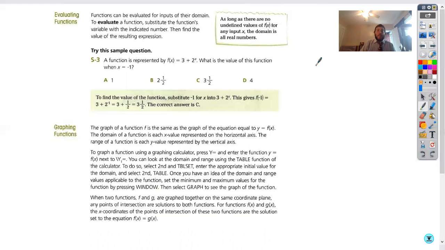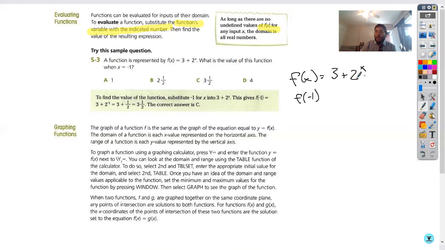All right. Functions can also be evaluated for inputs of the domain. To evaluate a function, we substitute the function's variable with the indicated number, then find the value of the expression. So when we see f of x, that x is what we're going to substitute in for whatever value they give us here. So if we look here, it says f of x is equal to 3 plus 2 to the x. They want to find f of -1.